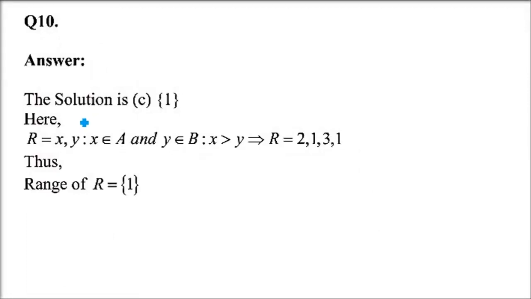Question number 10. A equals {1, 2, 3}, B equals {1, 4, 6, 9}. R is a relation from A to B defined by x is greater than y. The range of R is. So x has to be greater than y. In the ordered pairs, the first value will be the domain and the second value will be the range.